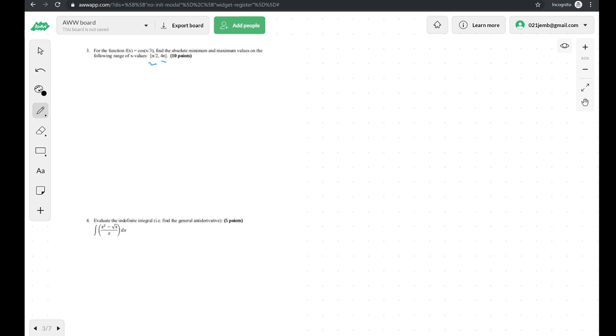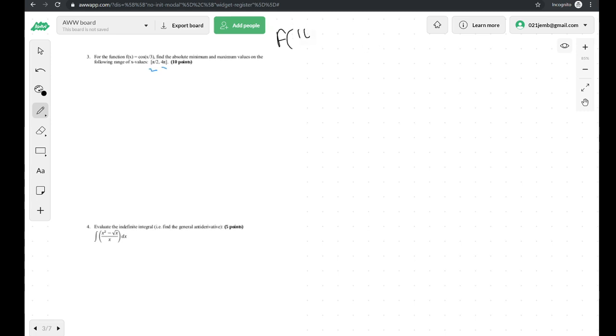So the value of the function at the endpoints, well, we have to find what's f of pi over 2, and then we also have to find what's f of 4 pi. That's what we know for now. That's what we know is going to be our endpoints.